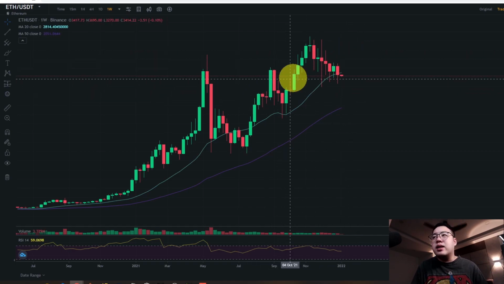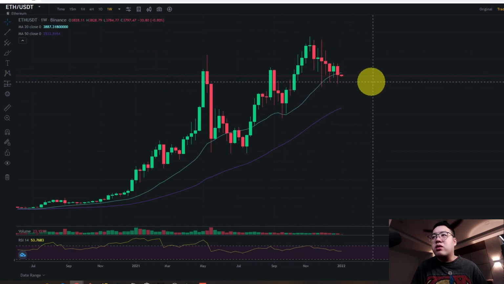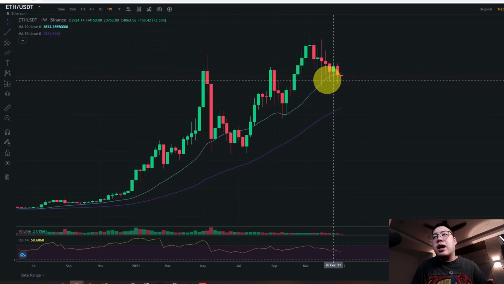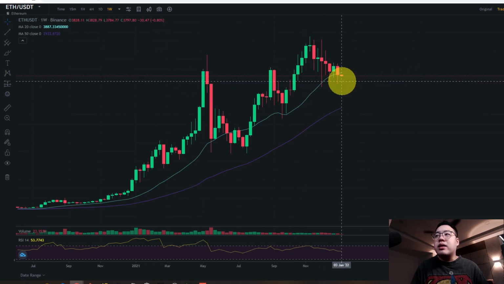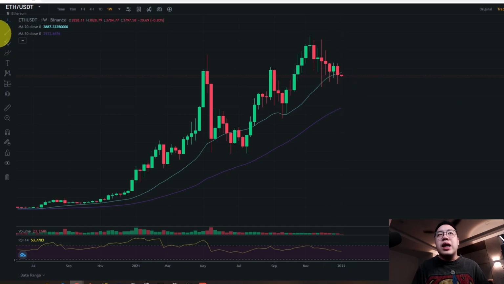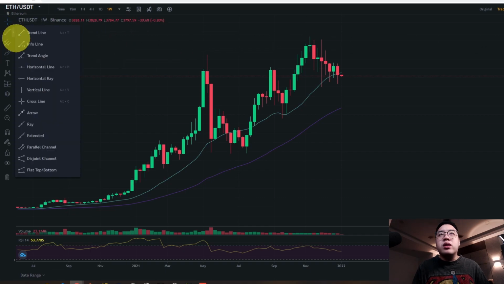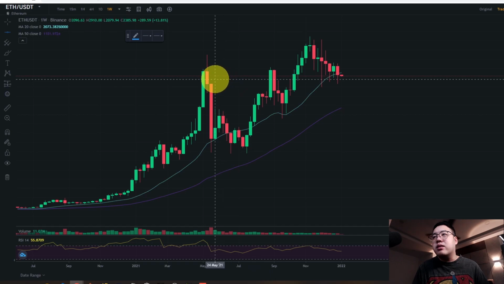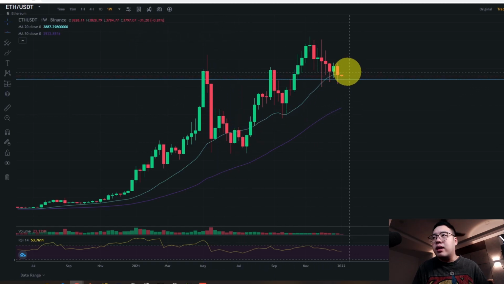So right now you can see that this is a very strong support line here. Whenever Ethereum reaches the support line, people will start to buy back because they know that this is the lowest price that they can buy back at. I will put a horizontal line here to let you guys see clearer that this is a very strong support line area.